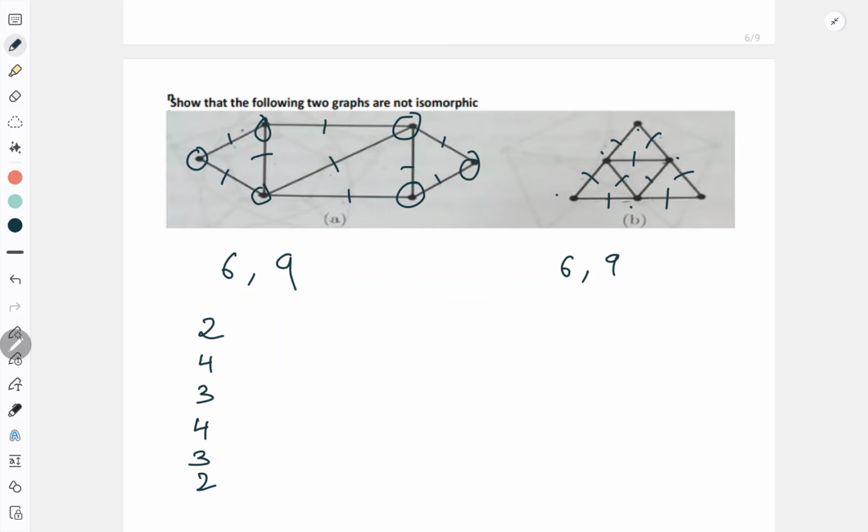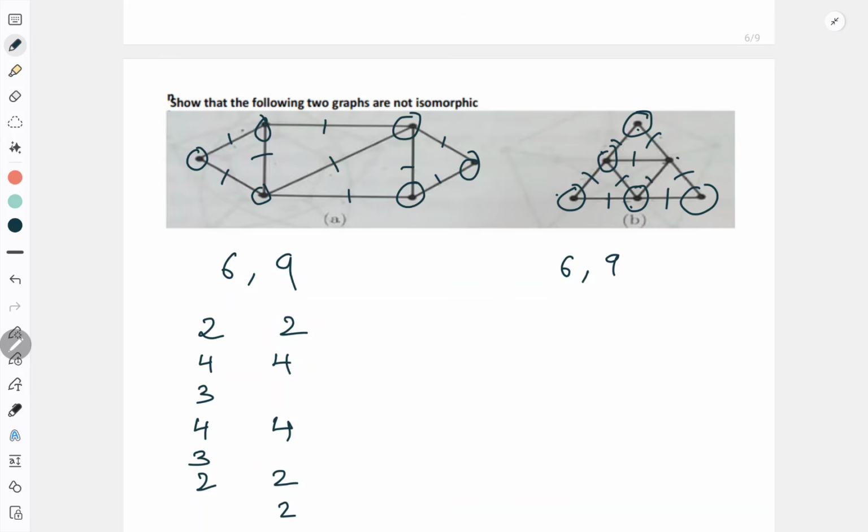Now let us match the degrees. What is the degree here? 2. So in front of 2 you write 2. What is the degree here? 4. So you write 4. What is the degree here? 2. So 2 here. Now what is the degree here? 4. So one more 4 here. What is the degree here? 2. Now see, I don't have any other vertex with degree 2. So here only I got a contradiction and they are not isomorphic.